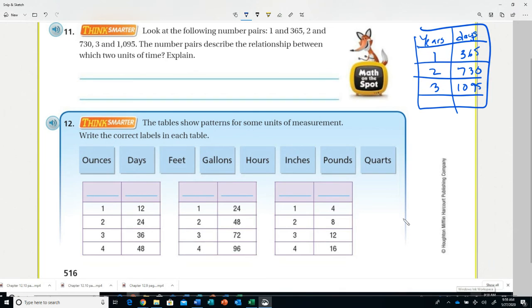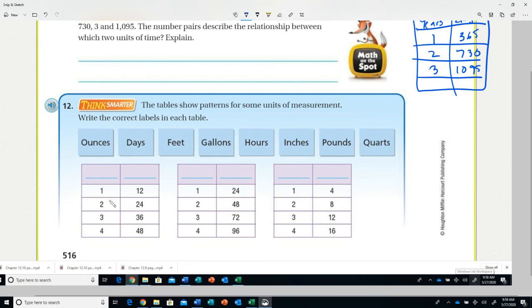Number 12. The table shows patterns for some units of measurement. Write the correct labels in each table. All right, so we got 1 and 12, 2 to 24. So this would be a good one for months and years, except I don't have months and years. So what else uses 12 to make one thing? What else would be 2 items making 24? So, I'm going to come back to this one because I want to think about it for a minute. Let's go to something a little simpler.